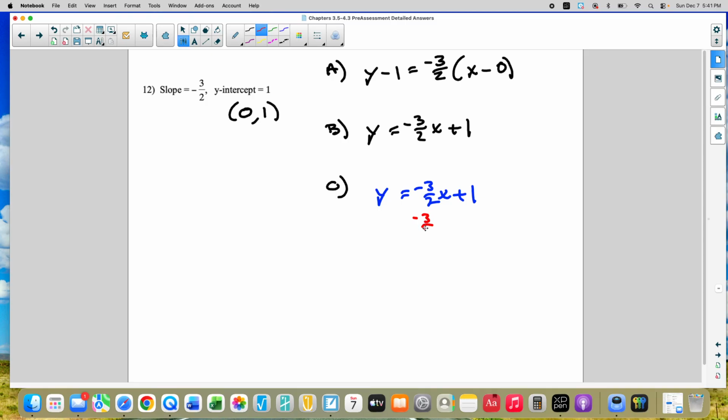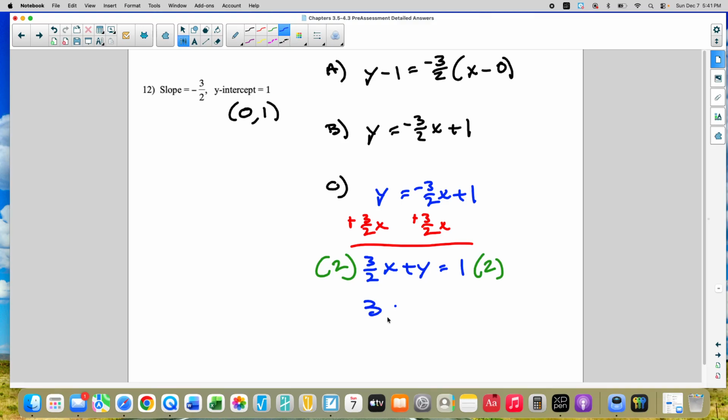So here we have the equation y equals -3/2 x plus 1. Let's add the x over. Were you wondering what I was doing? Adding the x over. 3/2 x plus y equals 1. Let's multiply it by 2. And that gives us 3x plus 2y equals 2. That is standard form.